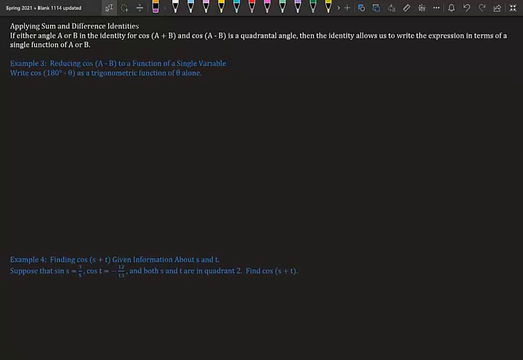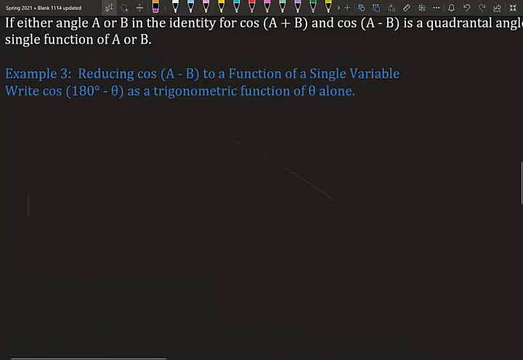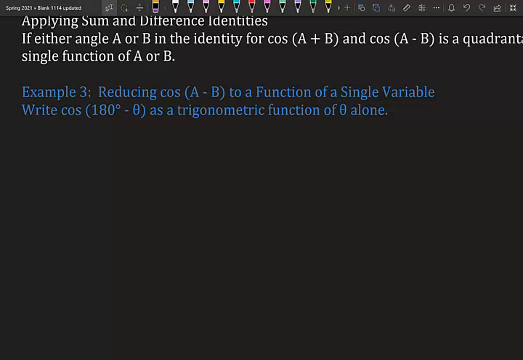Applying sum and difference identities. If either angle A or B in the identity for cosine A plus B and cosine A minus B is a quadrantal angle, then the identity allows us to write the expression in terms of a single function of A or B. So meaning if we have a degree of 0, 90, 180, 270, 360, and so on, all of those quadrantal angles, we can simplify this in a different way.